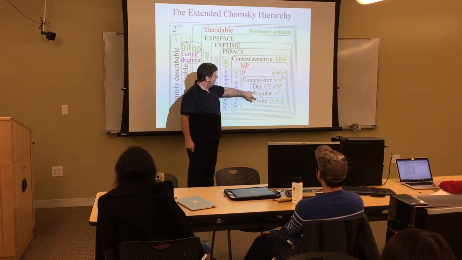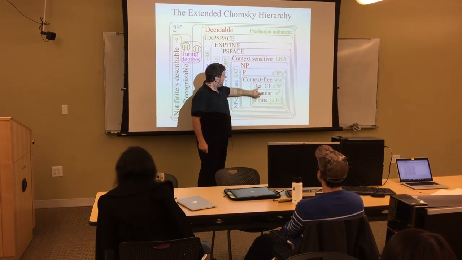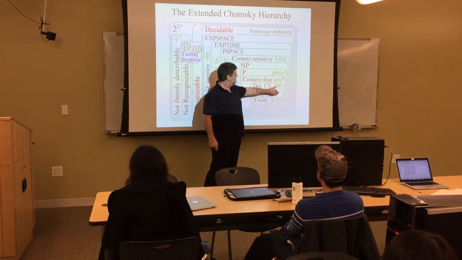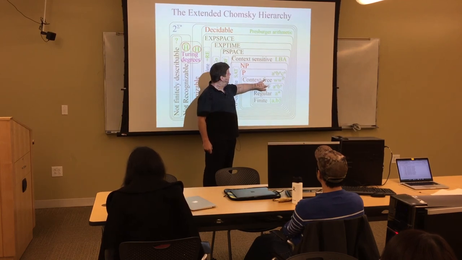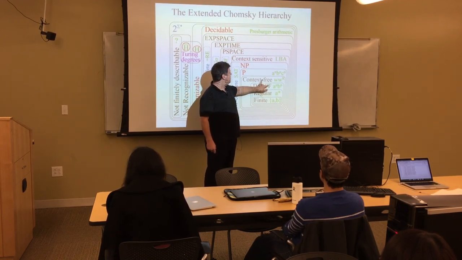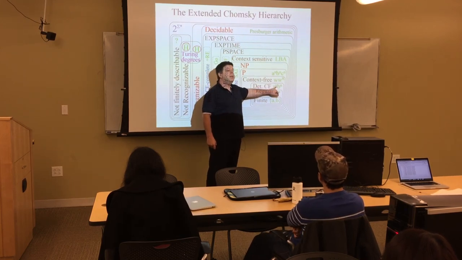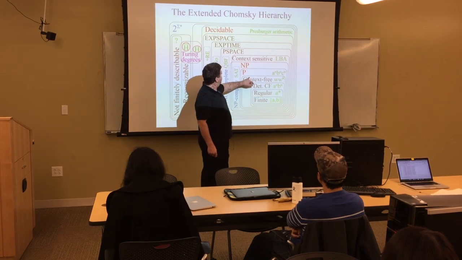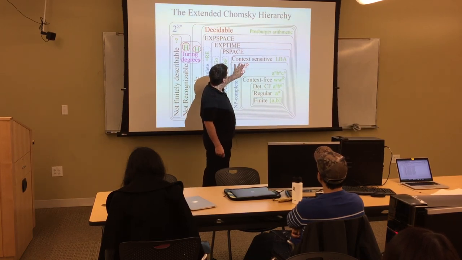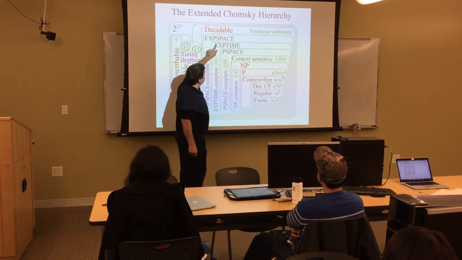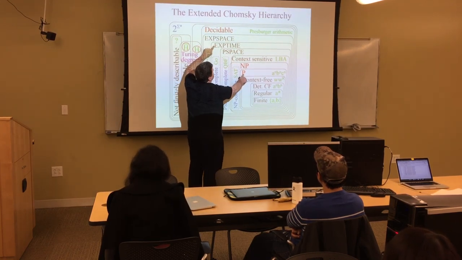Is this a proper containment right here? Absolutely. Some regular languages are not finite like this one. Is this a proper containment? Absolutely. Some languages are deterministic context-free, but not regular. Is this proper containment? Yeah. Some context-free languages cannot be decided with a deterministic algorithm. But P and NP, we don't know if that's proper. We don't know if this is proper. We don't know if this is proper. We know that EXPTIME and P, that's proper.